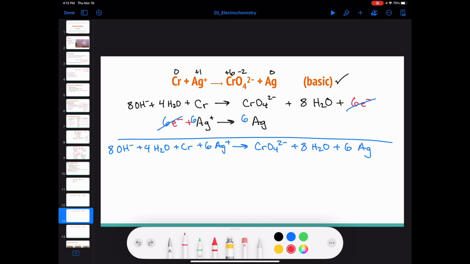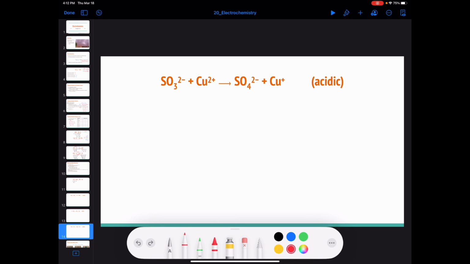Okay, one last one, and I know we're doing a ton of these, and I normally don't do that many examples, but this is a lot of steps, right? And it's kind of a pain, so I just want to make sure that you feel good with it. All right, this is acidic, so that means I don't need to do that annoying hydroxide step. So instead, let's go ahead and, again, we'll try one without doing our oxidation states.